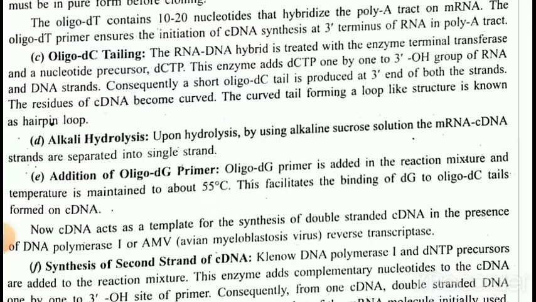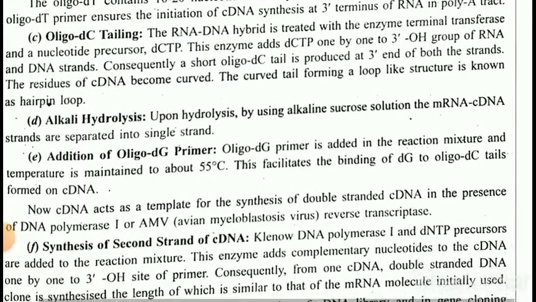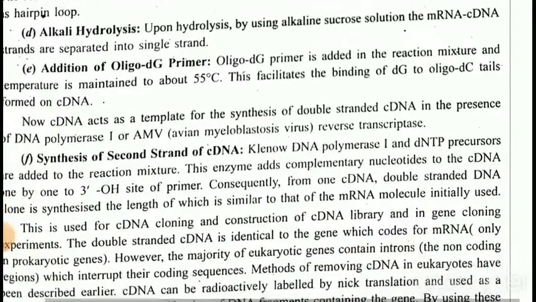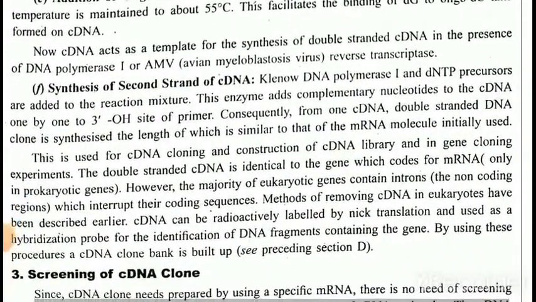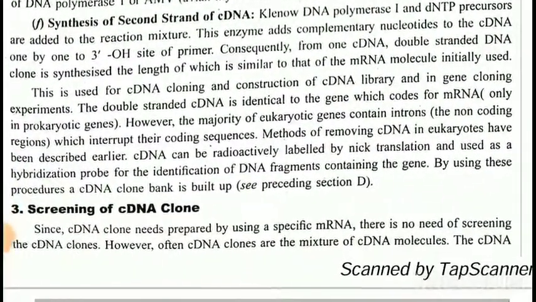E. Addition of oligo-dG primer. Oligo-dG primer is added in the reaction mixture and temperature is maintained at about 55°C. This facilitates the binding of dG to oligo-dC tails formed on cDNA. Now cDNA acts as a template for the synthesis of double-stranded cDNA in the presence of DNA polymerase I or AMV (avian myeloblastosis virus) reverse transcriptase.